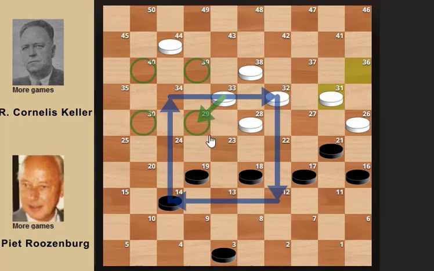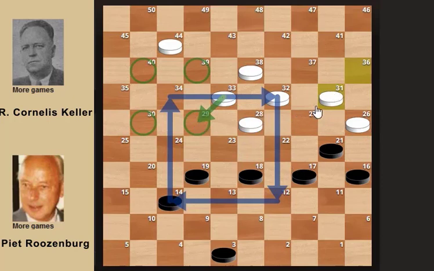This is the move Keller should have played, because in the position here, there's no piece at 34, there's no piece at 30, there's no piece at 40, there's no piece at 39, there's no piece at 29. So the piece at 33 should move to 29 to have a draw.